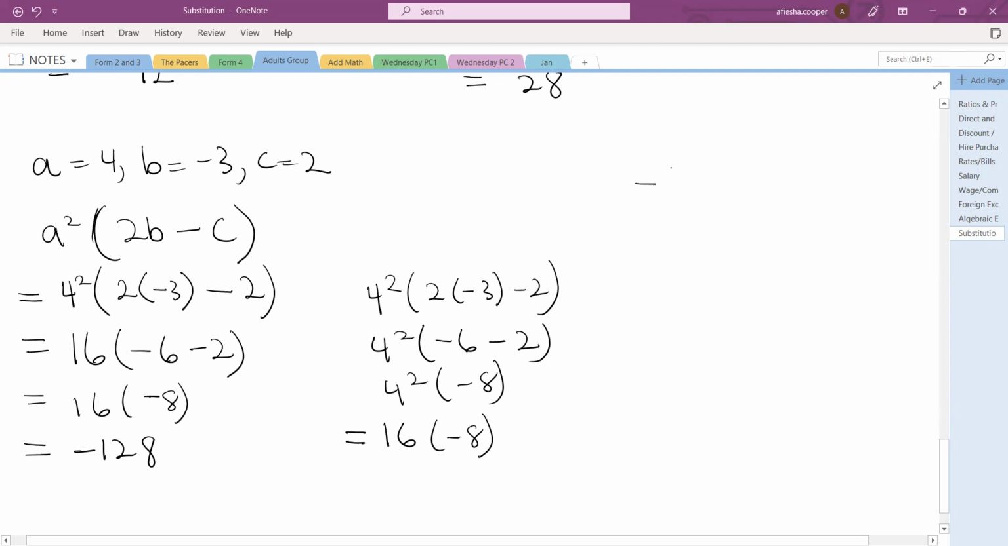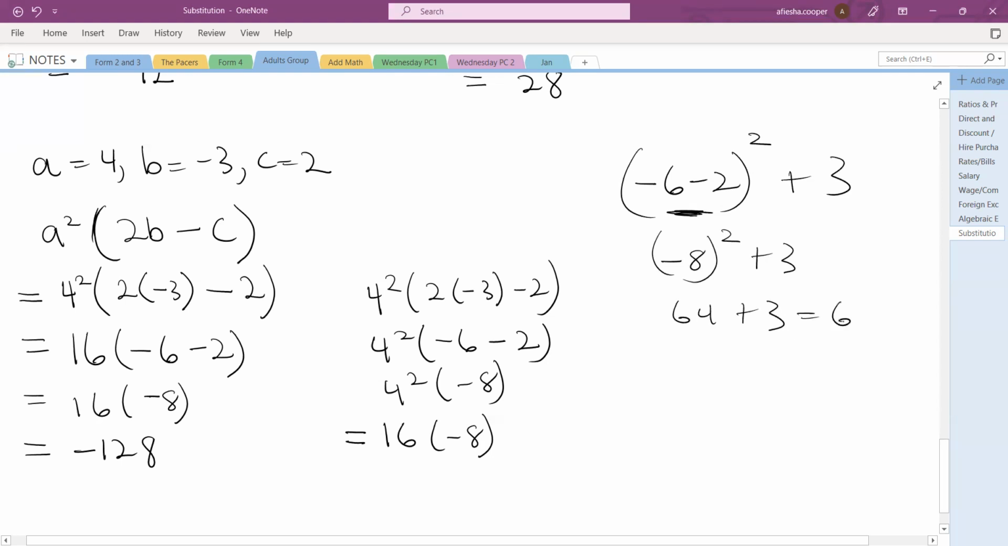So like this, if it was (-6 - 2) squared plus 3, right? If it was a question like this, we must work out the brackets first, because only when we work out the brackets and we get (-8) squared plus 3, then we have to square it, which will be 64 plus 3, which will be 67. But when the square was outside, we could have worked it out while we were working in our brackets as well, because only at the end, both of them will have to multiply by each other.